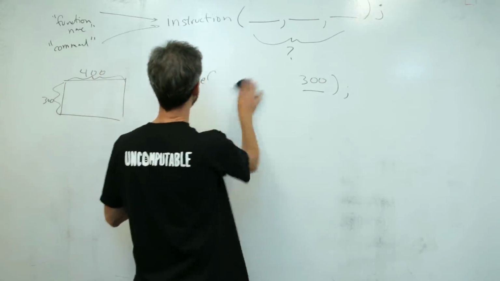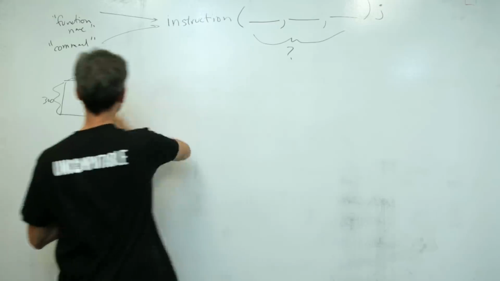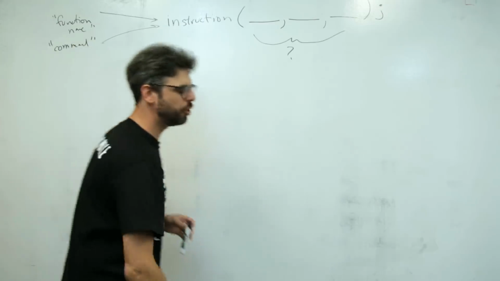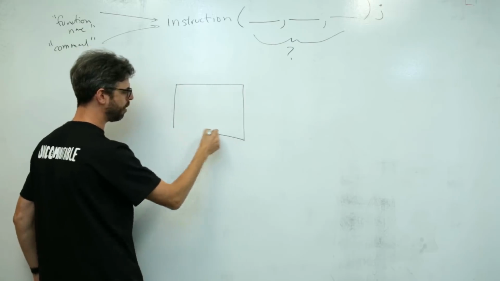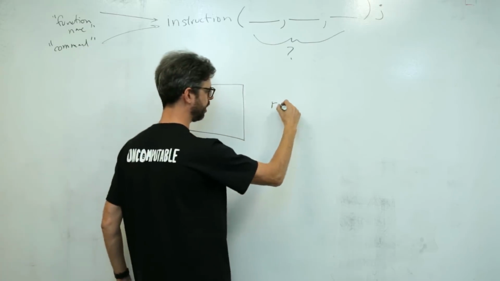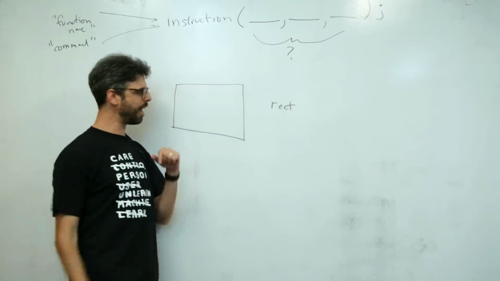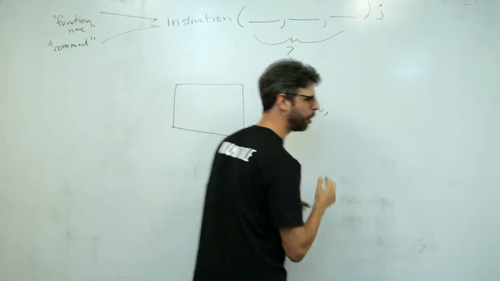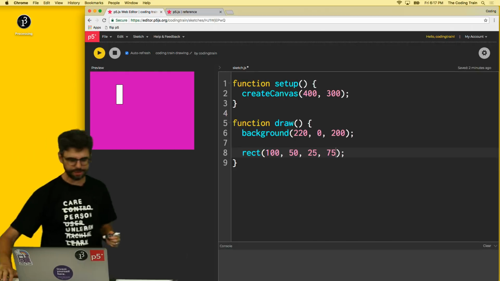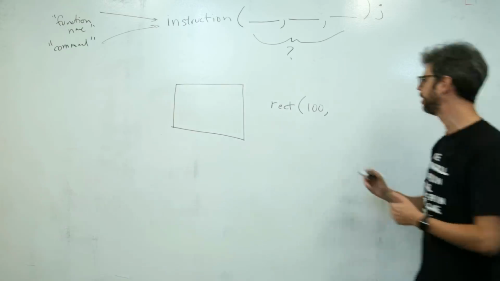Okay, so I need to give myself a little space here. And what I want to do is draw the canvas for you. Then what I want to do is write out this function rect. And I'm going to say 100. What did I put actually in here? I put 100, 50, 25, 75.